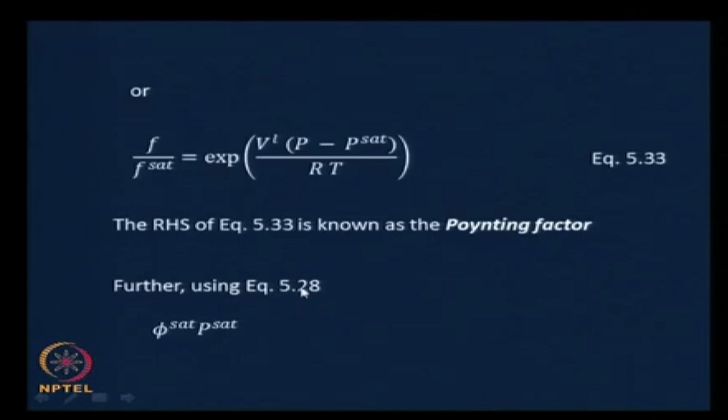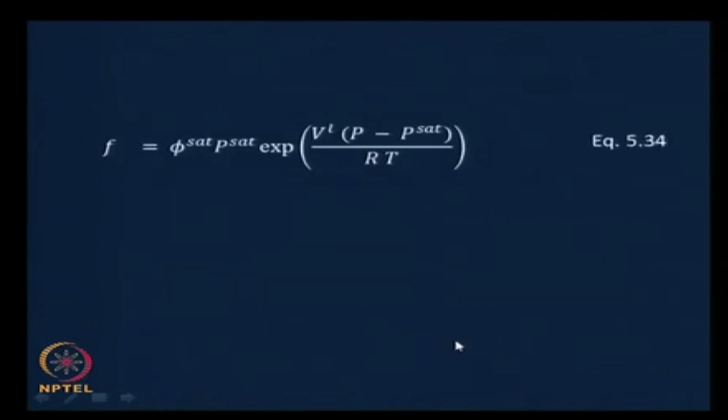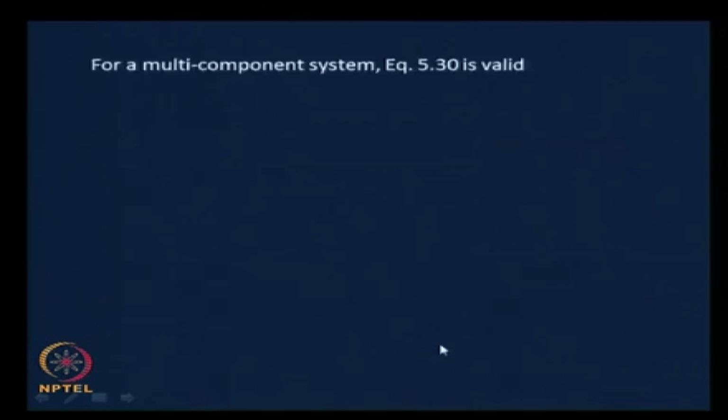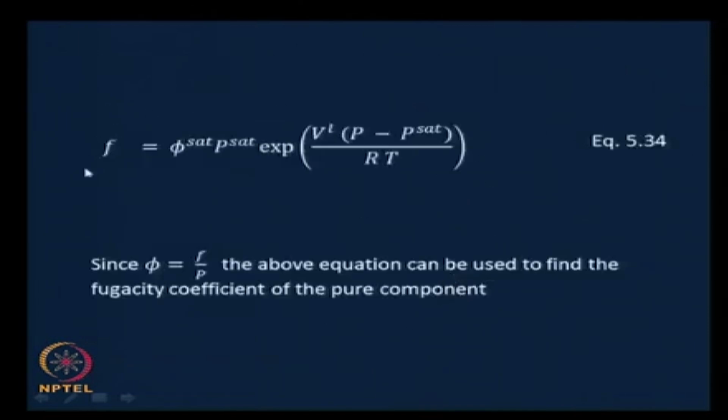And then we had invoked equation 528, phi sat P sat equals f sat in the case of vapor liquid equilibrium, and we could write, by expressing one in terms of the other and recognizing that phi is nothing but f by P, phi I P y I equals gamma I f I x I. This is the condition for equilibrium in a multi-component system. This was for the pure component. We could write fugacity as phi sat P sat times the exponential, this is the Poynting factor.